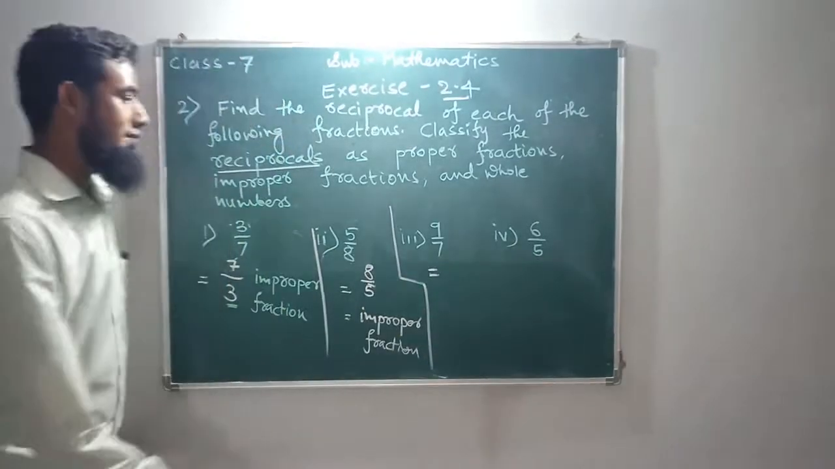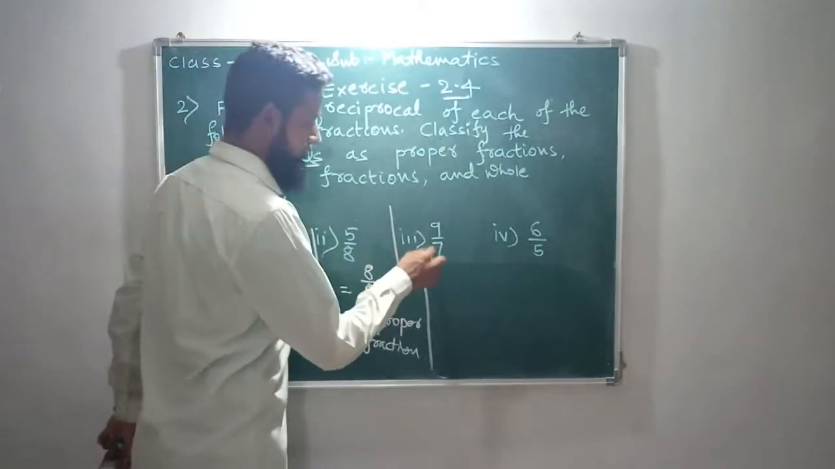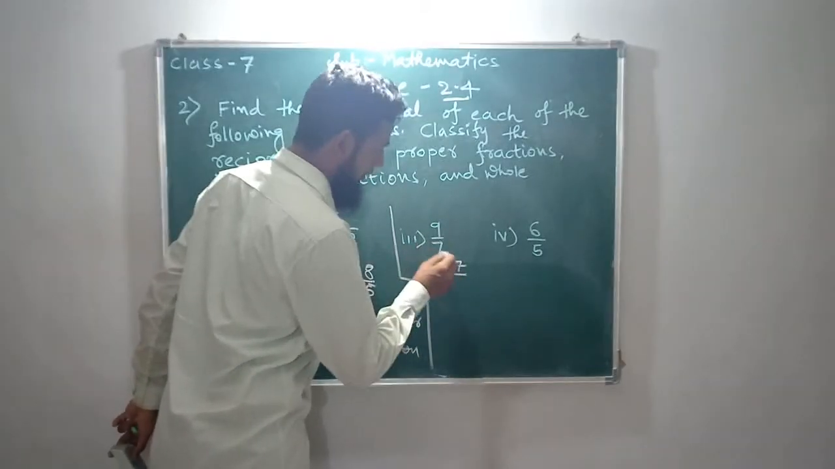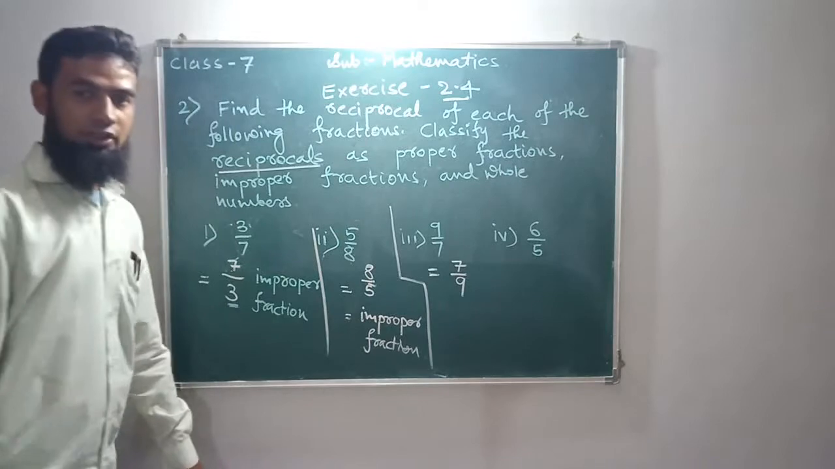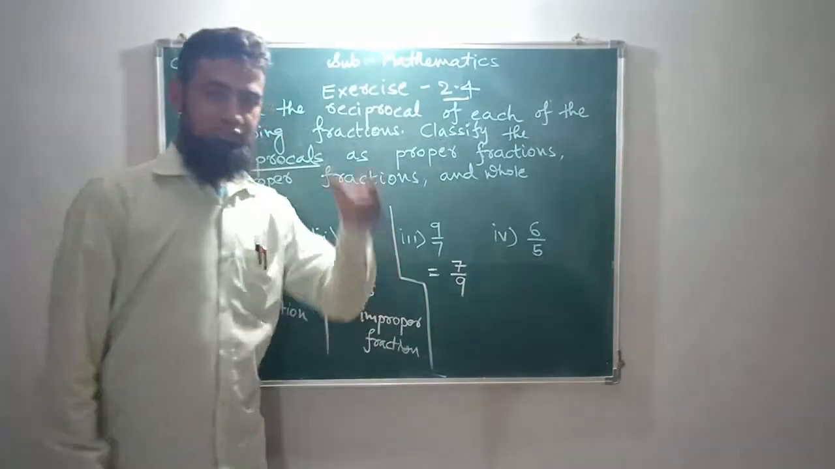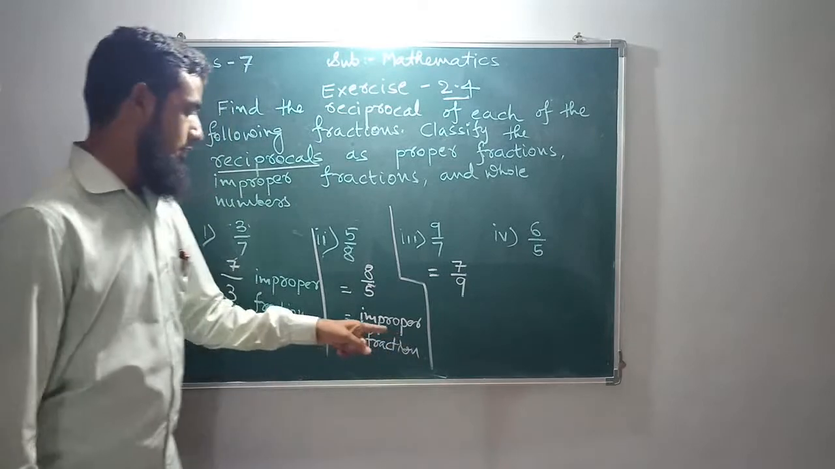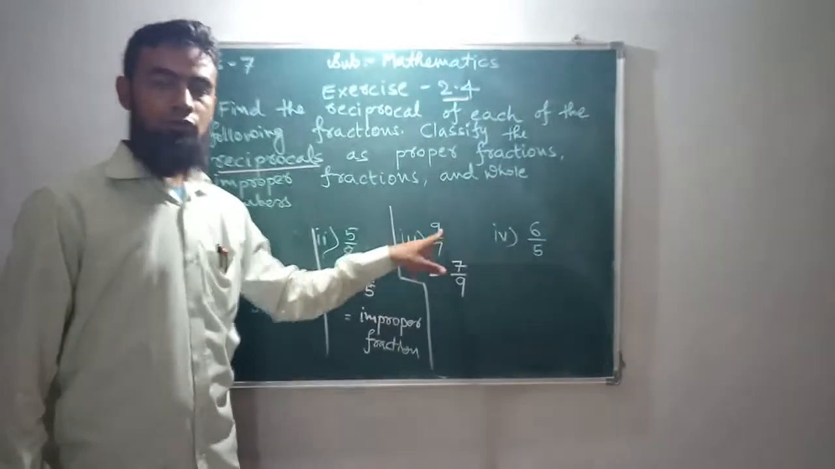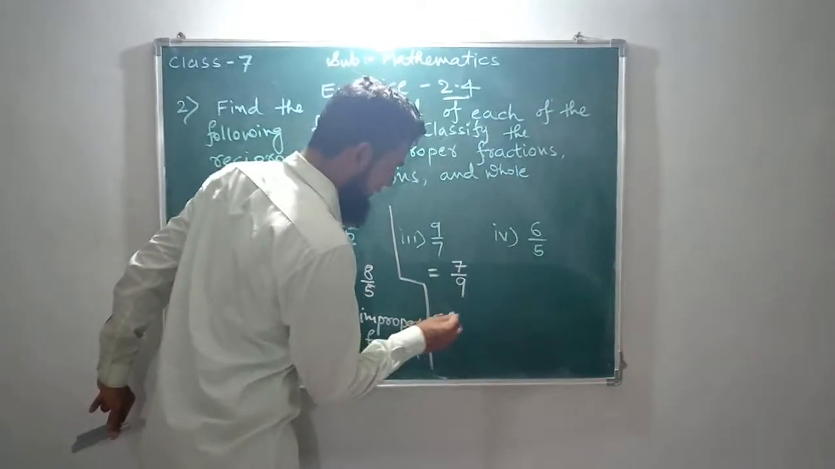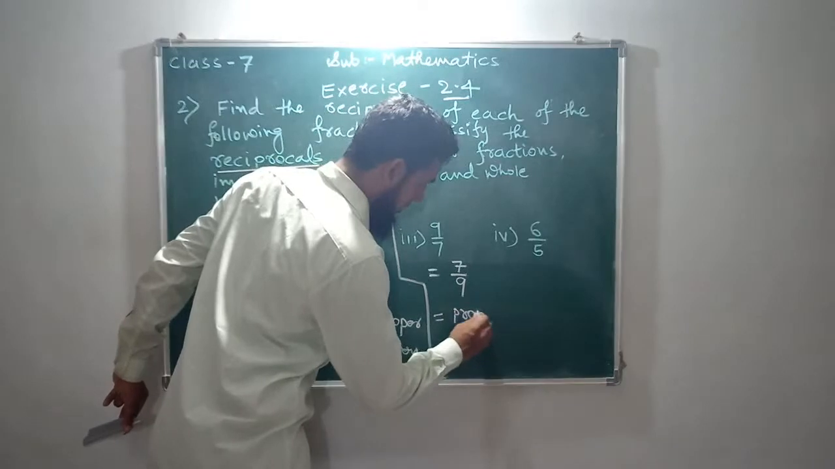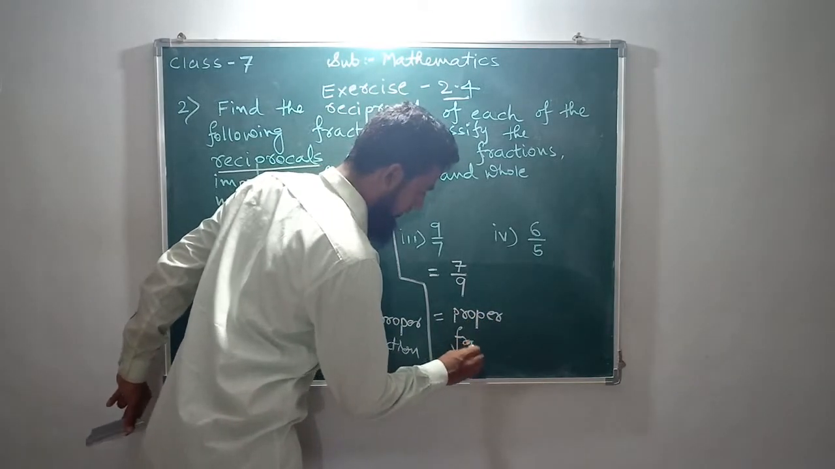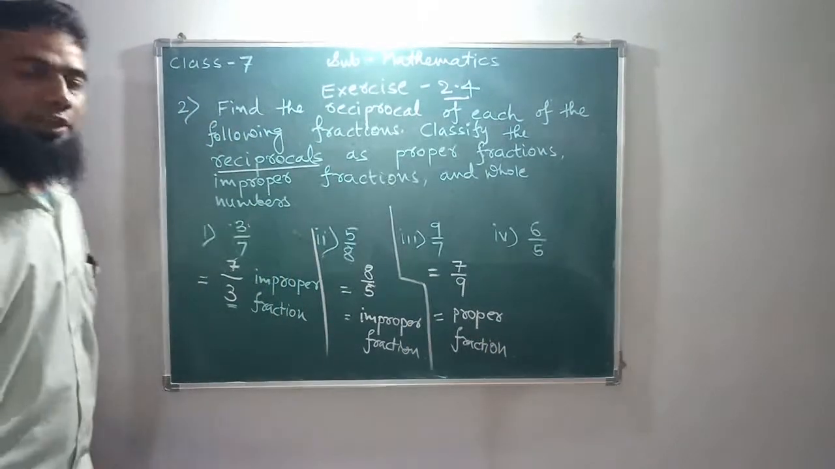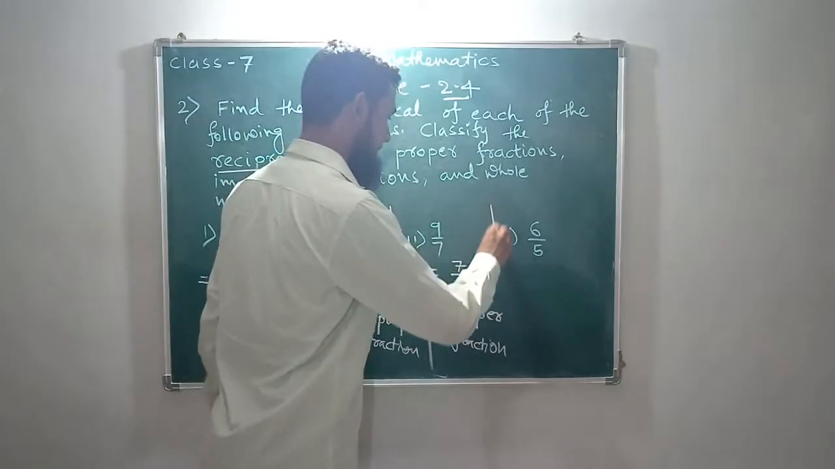Okay. Now we will move on. Third question, 9 upon 7. We are going to write the reciprocal of the given question. The 7 upon 9, tell me, is this a proper fraction or improper fraction? In the denominator, the value is bigger compared to the numerator. So beta, it is a proper fraction. Already I taught this concept in standard 6, in class 6.